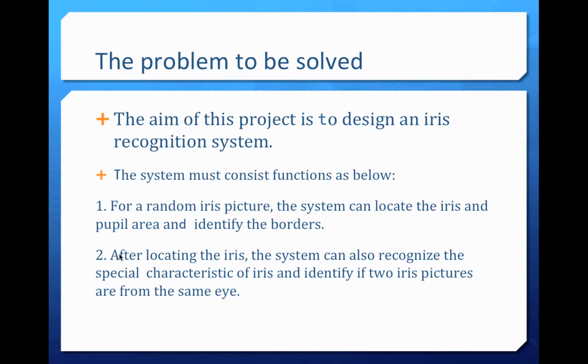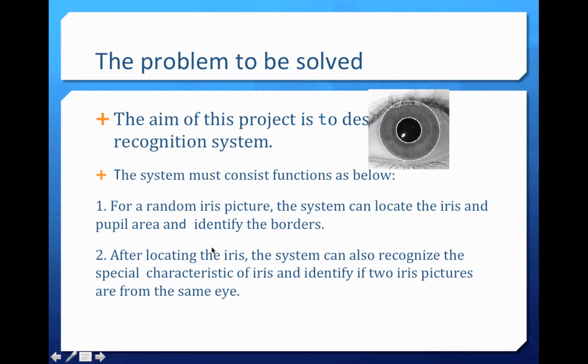So first, let's look at the problem we need to solve. What is a basic iris recognition system composed of? What functions are required in this kind of system? I think there are two basic functions we need. The first one is that for a random eye picture, the system can locate the iris and the pupil area and identify the boundaries. The second one is that after locating the iris, the system can also recognize the spatial characteristics of the iris and then identify if two pictures are from the same eye.